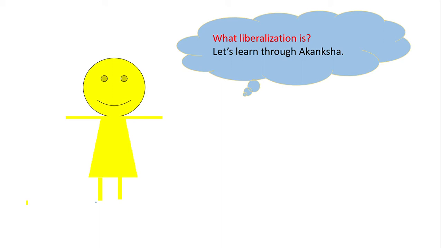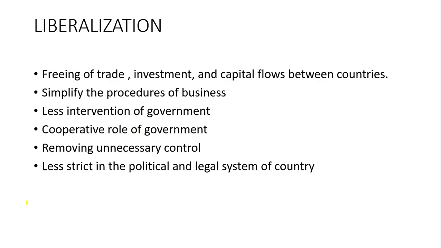So, let's learn what liberalization is through Akanksha. Liberalization is basically the removal of unnecessary control of government from industries and trade. Here I have provided some short and simple points to understand what liberalization is. Liberalization means freeing of trade, investment, and capital flows between countries. It simplifies the procedure of business. It reduces the intervention of government and provides a cooperative role for government. It also removes the unnecessary control of government from various industries, or you can say being less restrictive in the political and legal system of a country is liberalization.